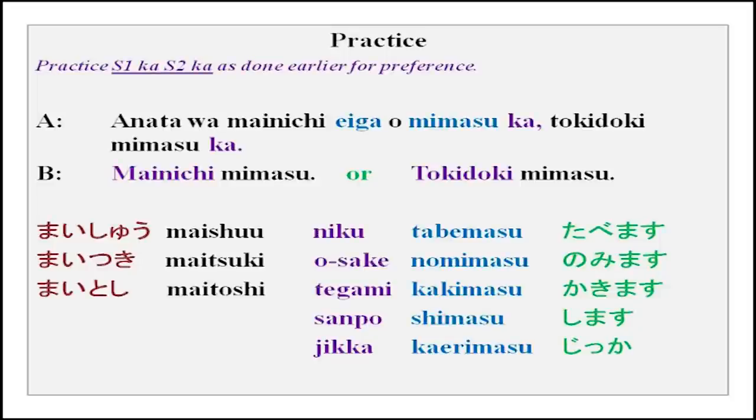Now, over here, instead of mainichi, you can replace it with maishu, maitsuki, maitoshi. Maishu is every week. Maitsuki is every month and maitoshi is every year. Of course, with maitoshi, you cannot say maitoshi eiga o mimasu ka or maitoshi ringo tabemasu ka. Maitoshi kuni e kaerimasu ka? You can ask your friend, maitoshi kuni e kaerimasu ka? You can also ask, maitsuki jikka e kaerimasu ka?